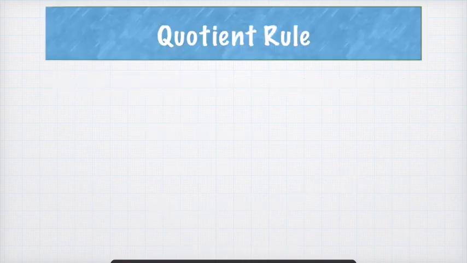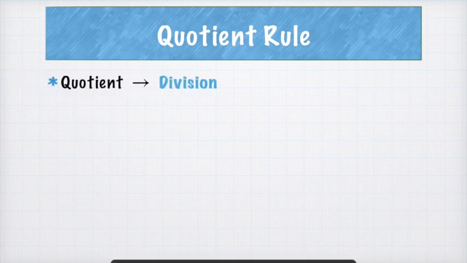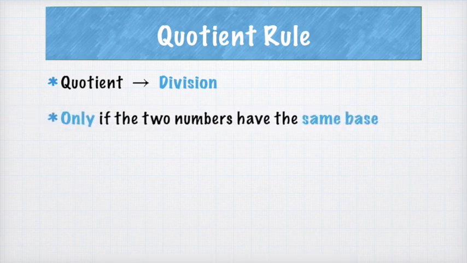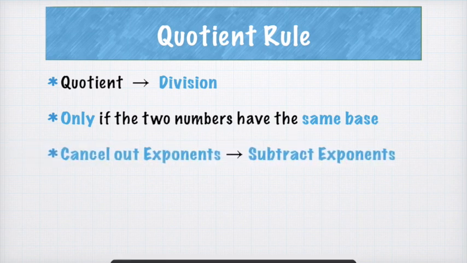Now let's go over the quotient rule. The quotient rule, as we know, the word quotient implies division. I don't have much to say about that, except that it only works if the numbers have the same base, so it's the same kind of rule as the product rule. Basically what happens is you start canceling out exponents in your fractions, which means that you're going to end up subtracting the exponents from each other. So the bottom number gets subtracted from the top number.